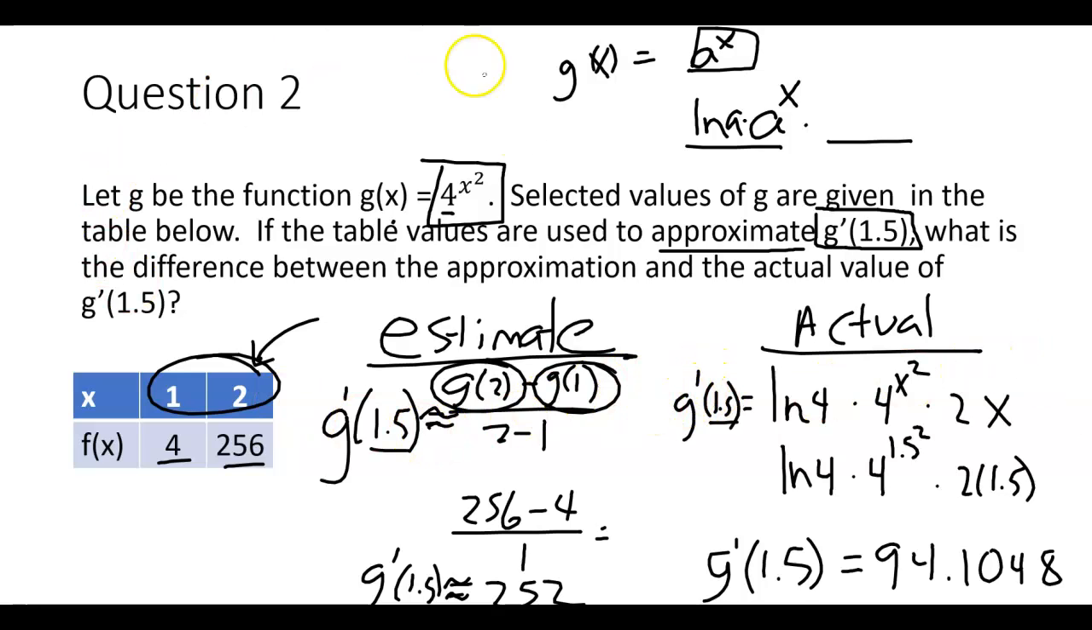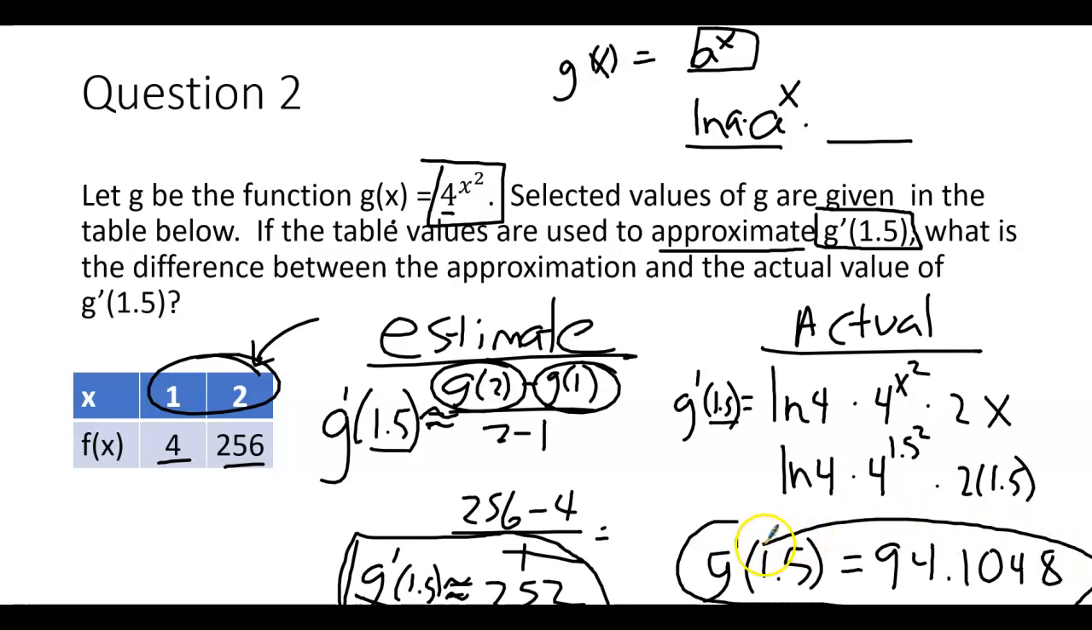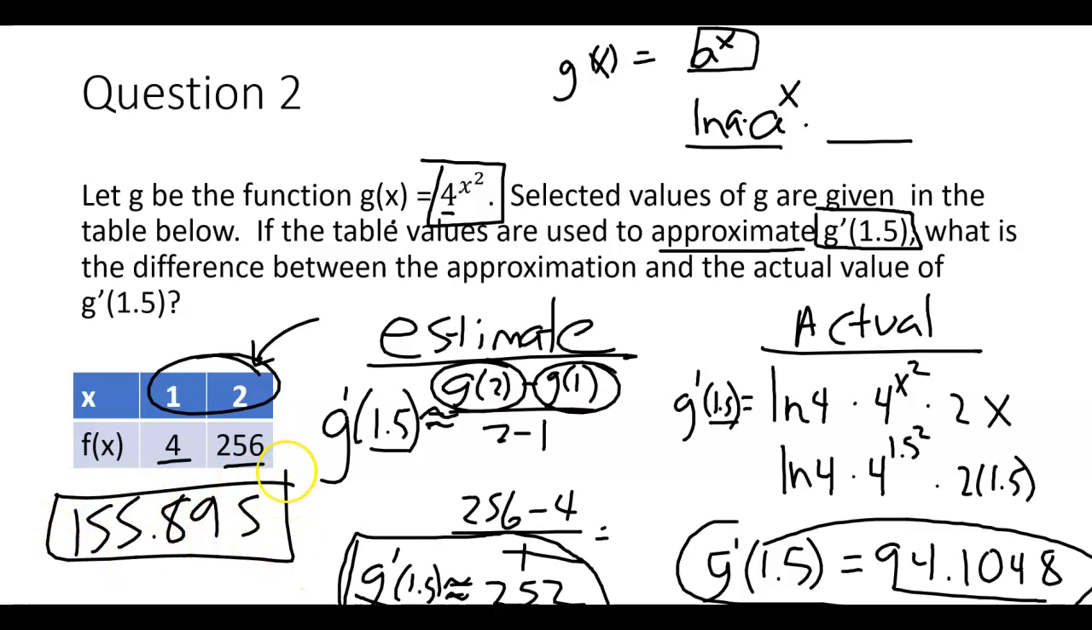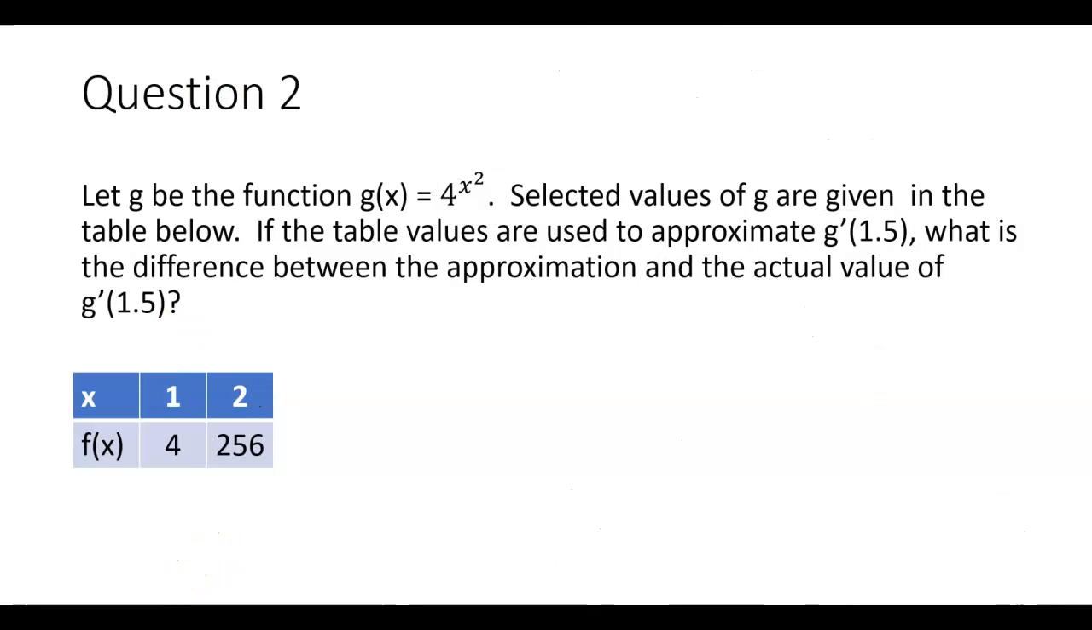That. So now the question is asking us to take our estimation and to take the exact value and find the difference between them. So I just need to subtract 252 and 94.1048. And once again, I'm just going to use my calculator for that. And I end up with 155.895 if we round to the thousandths place. And there you go. So estimation using the table, actual method using the property of derivatives, and then subtract those two values.